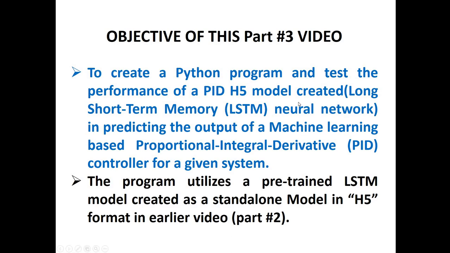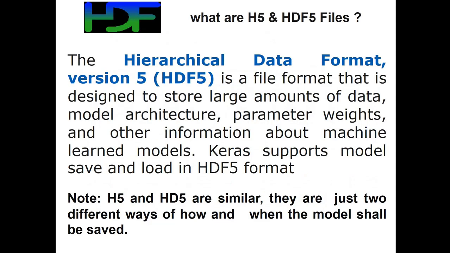Now the objective of this part of the video is to create a Python program and test the performance of a PID H5 model. H5 model is an output of a created model which is stored in a file called H5 file, and this file will be used to predict the output of a machine learning based proportional integral derivative PID controller of a given system. The program will utilize a pre-trained LSTM model created as a standalone model in H5 format. That is what was discussed in the earlier video.